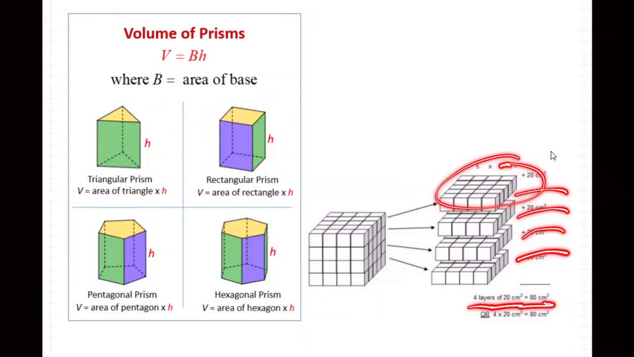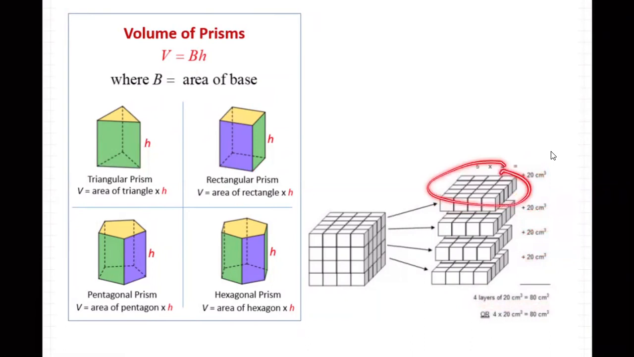That's how you fill up a box, a prism. You just find out how much is in the base or the top, whatever, they're all the same, one layer, and multiply by the height.